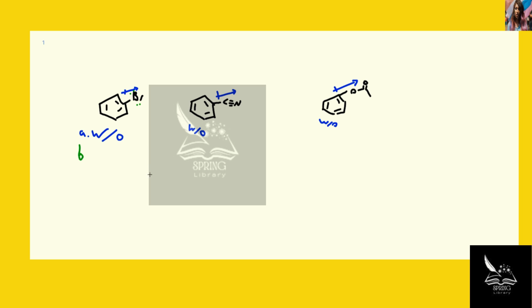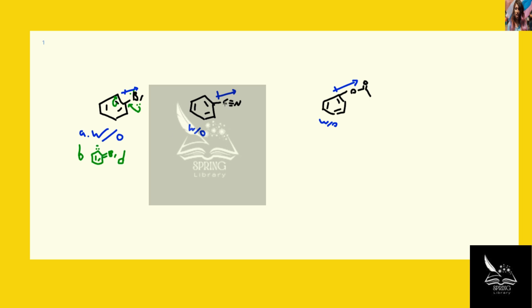Well, bromine has lone pair electrons, so it can donate to make a double bond here, and then you can form a carbanion in your benzene ring. So if I were to draw that out, we have a carbanion here, and then we have a positively charged bromine here. So this one actually donates electron density within your benzene ring through the resonance.